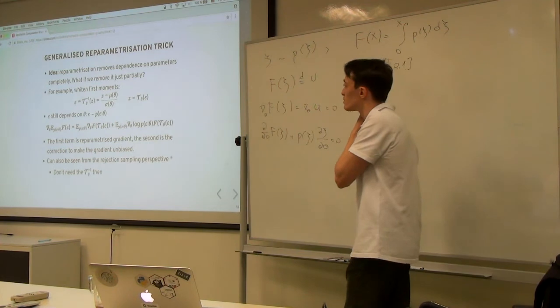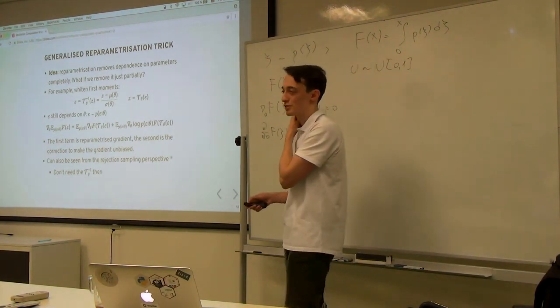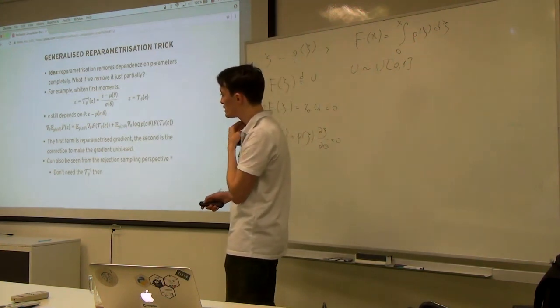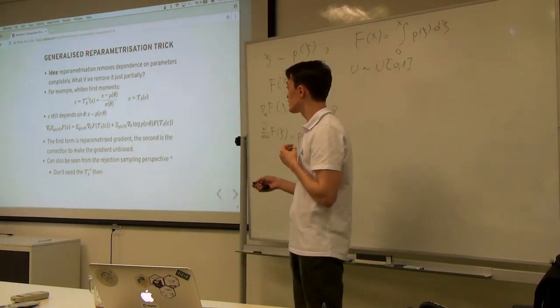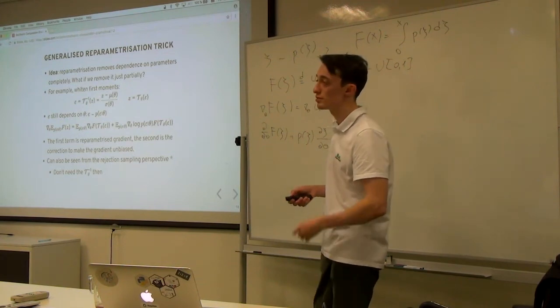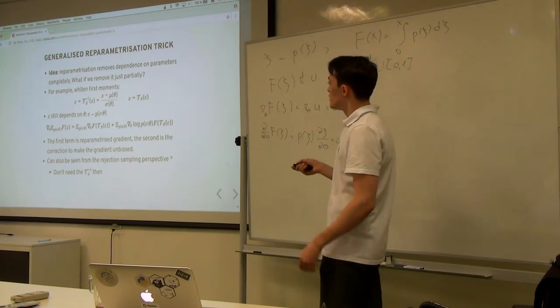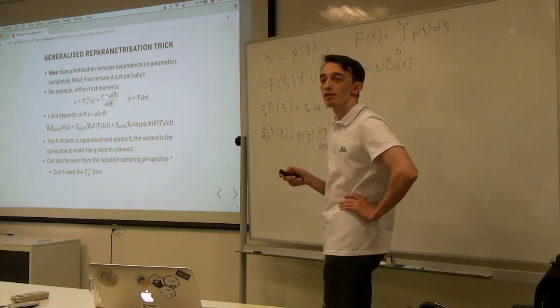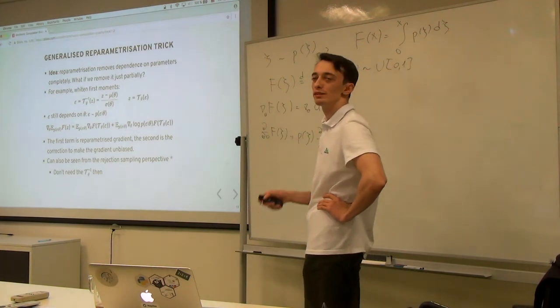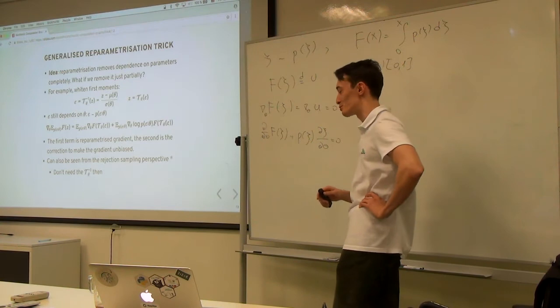And actually, there was another paper by the authors of this paper, the generalized reparameterization gradient, where they showed that this technique can actually be seen from the rejection sampling perspective. Here those two are different, unfortunately. There is no way to link them directly. I don't think so, but we can discuss it afterwards.